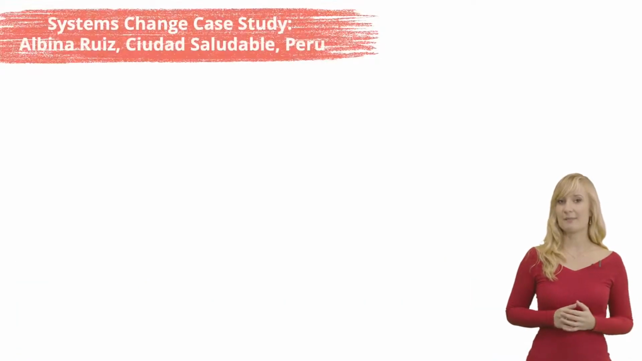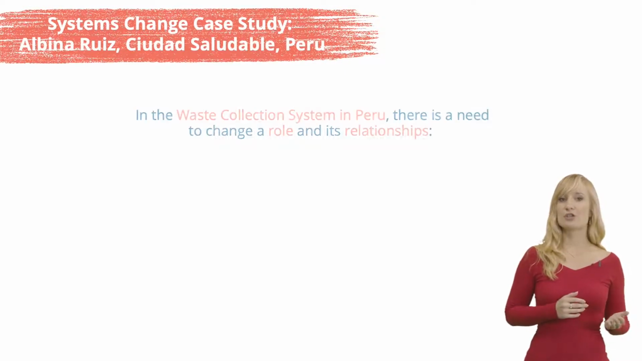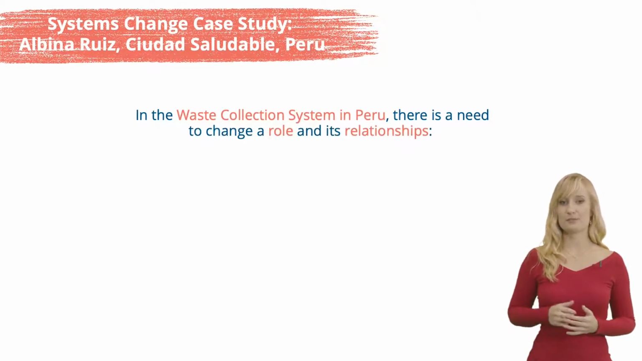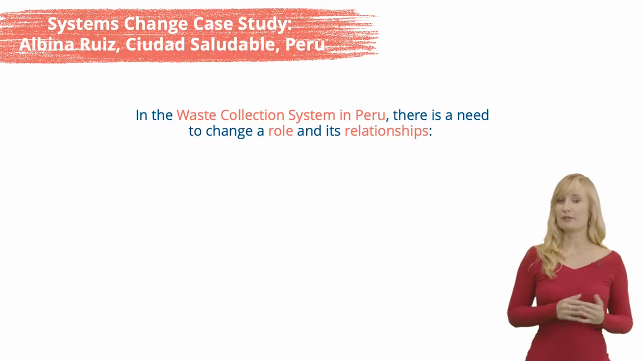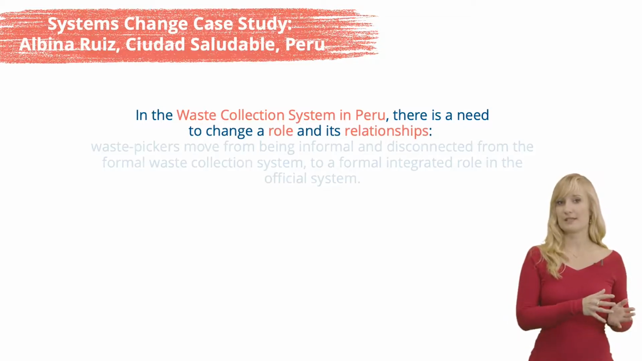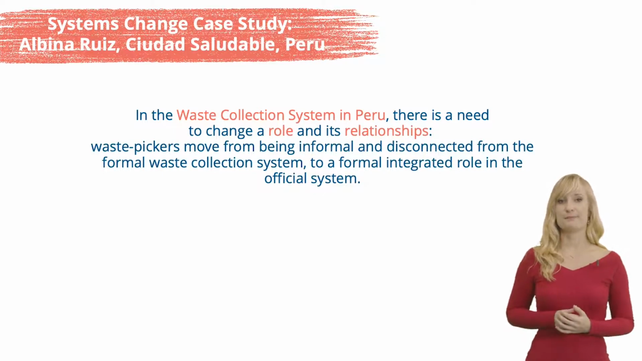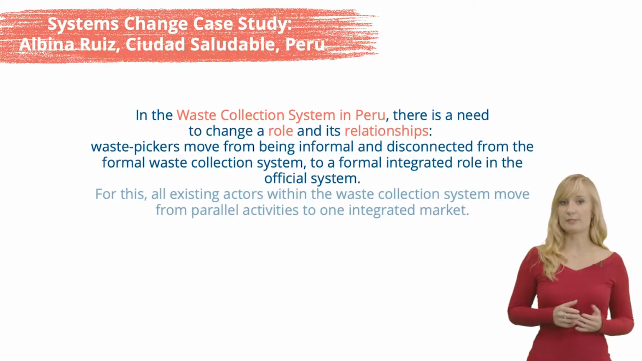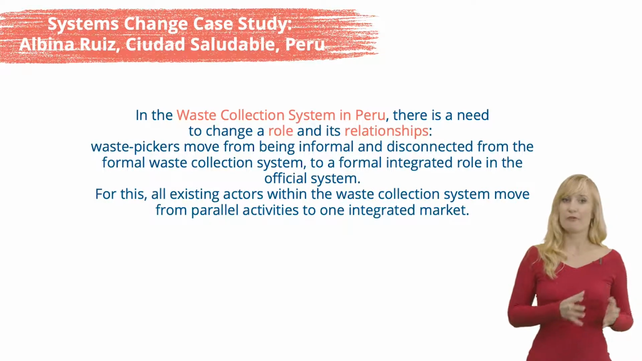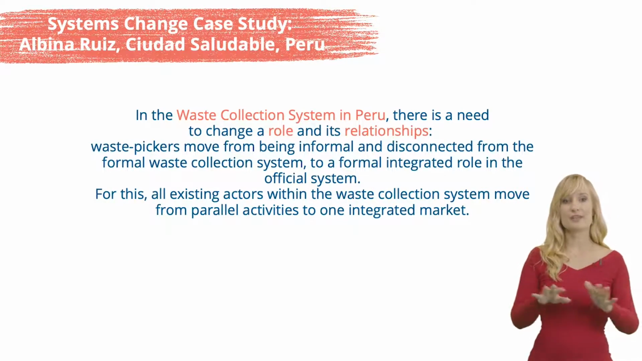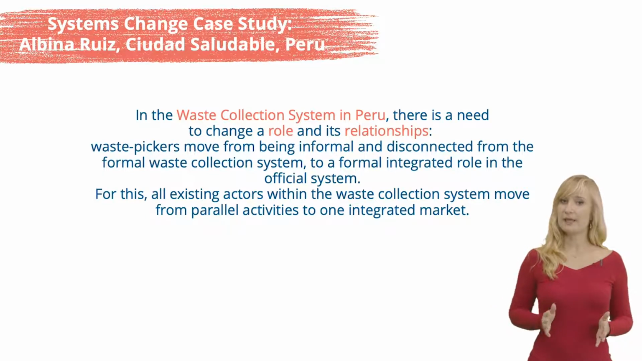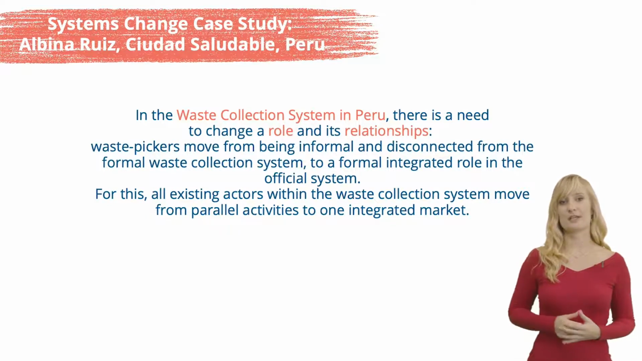In Albina's example, the sentence will be the following. There's a need to change a role and its relationships. Waste pickers move from being informal and disconnected from the waste collection system to a formal integrated role in the formal system. If we want to unfold it a bit more, we specify: for this, all existing actors within the waste collection system move from parallel activities to one integrated market.